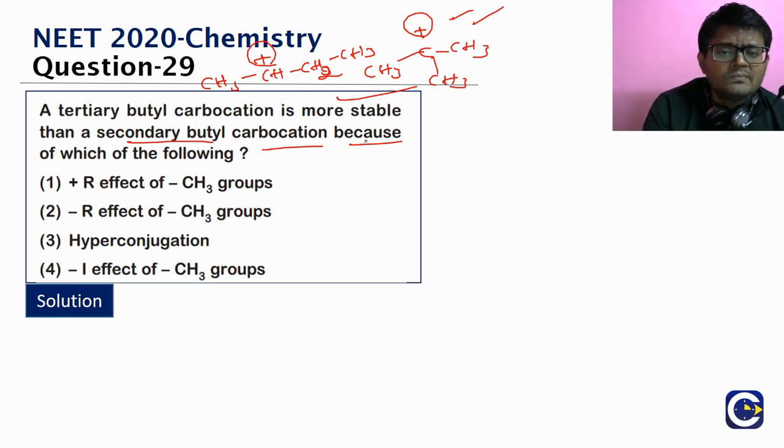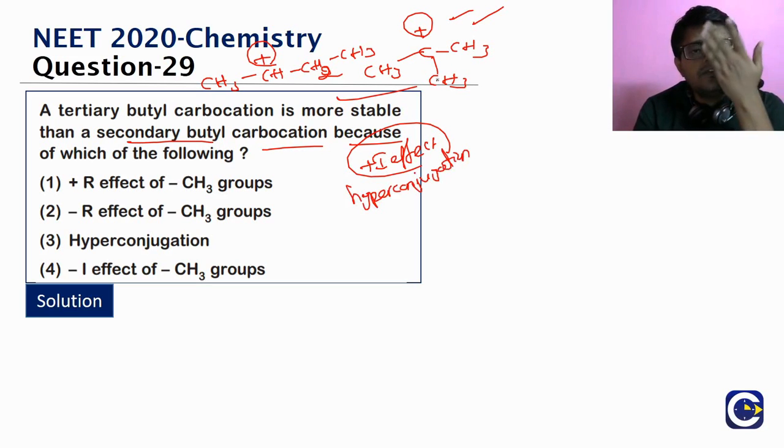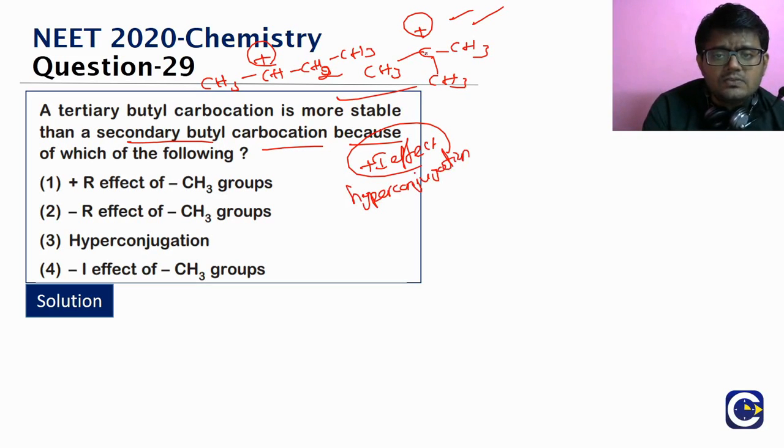Either the plus I effect of the groups attached, or by using the hyperconjugation. So these are the two phenomena that can explain the stability of the carbocations. Here, if you see methyl groups attached, the tertiary butyl has got 3 methyl groups. They will be contributing in terms of the plus I effect.